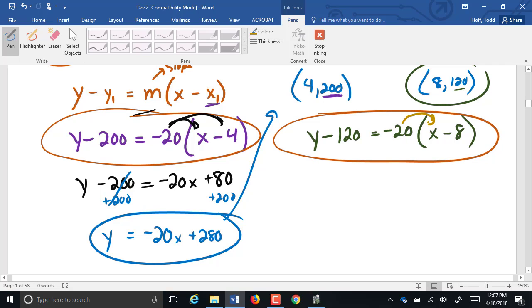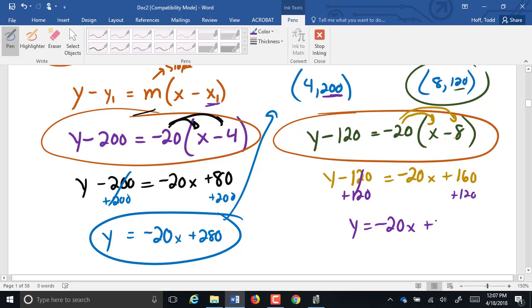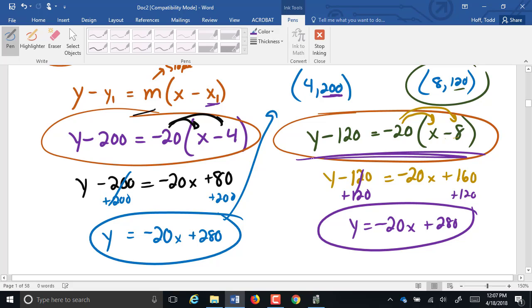Let's look at this other version here and see what happens. So we're going to do negative 20 times x, which is negative 20x. Negative 20 times a negative 8 is a positive 160. And now to get y by itself, we have to get rid of the negative 120. So we're going to add 120. y equals, and again we get negative 20x plus 280. So you can see we get equivalent equations. Even though they look very different at this point, we get equivalent equations no matter which point we use.